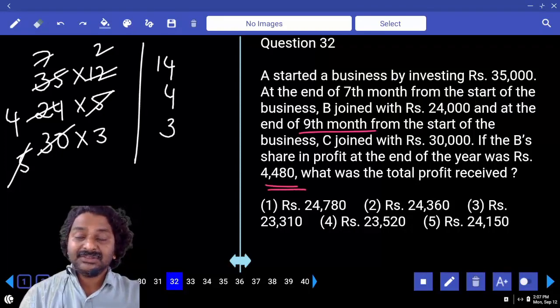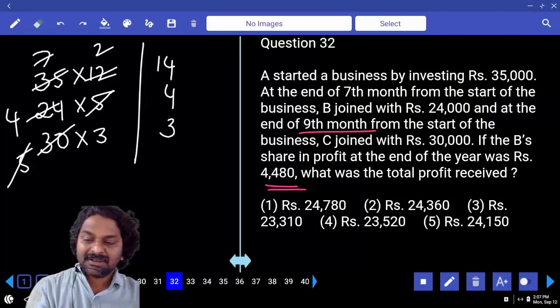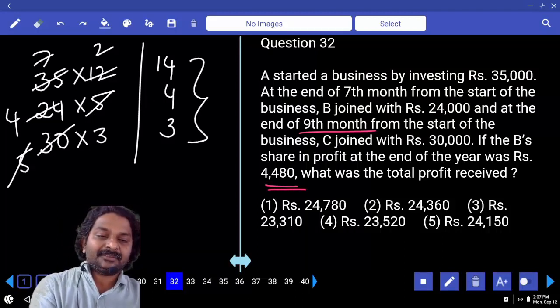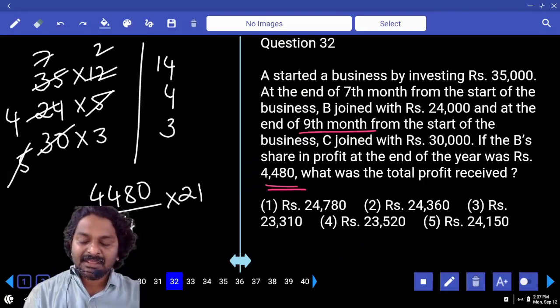4480 is the share of B, right? Which is equal to 4 parts. And now the total profit, in the sense the sum of all the values, is equal to 21. So 4,480 is equal to 4 parts, then 1 part value, into 21.